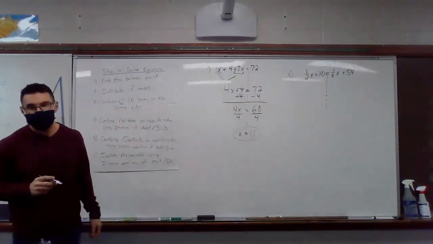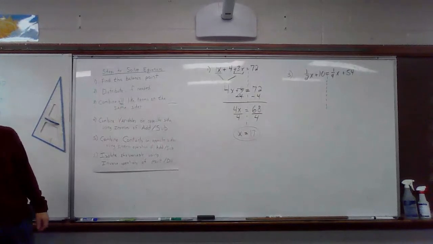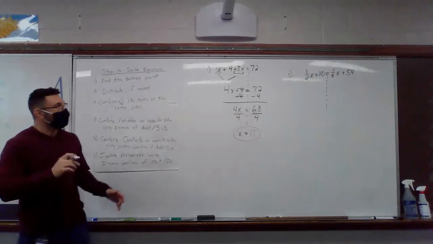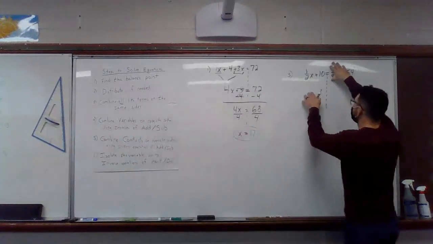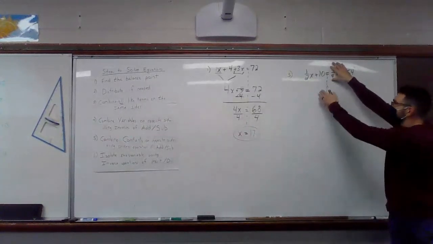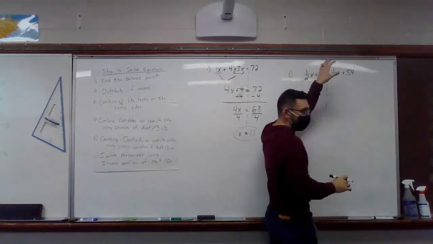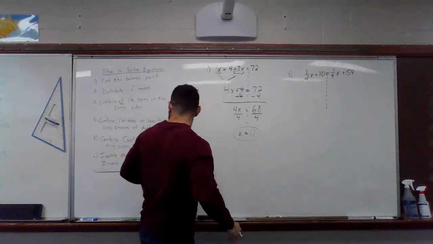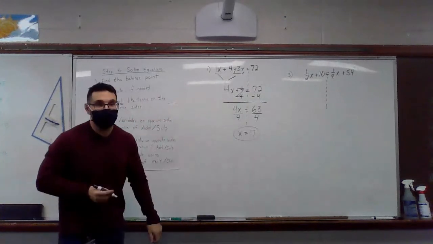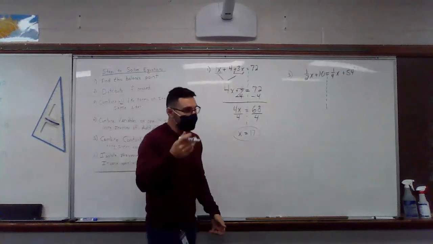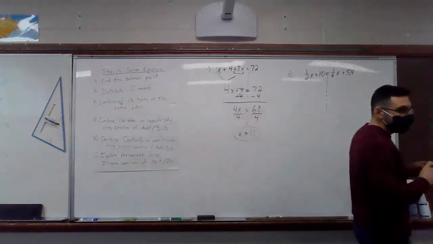Step 3. Combine all like terms on the same side. So once again, step 3. No. On this left side, there's an x, which is a variable, and a constant. I can't combine those. On this side, there's an x and there's a constant. I can't combine those. Step 4, combine variables on opposite sides. Yes. Absolutely.